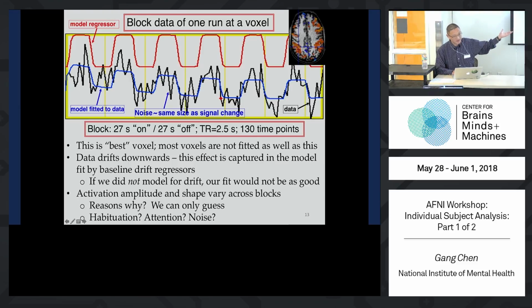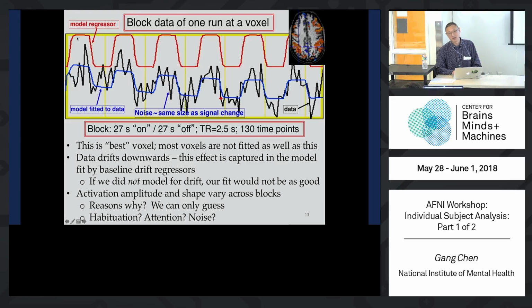This is a block design, which is a little bit better than event-related design, but still it's difficult to see the pattern. Also, you notice that there's some drift, right? Not just the regular block design pattern. There is also a downward drift. That's the part we also need to take care of. So in this case, it's 20 seconds on, 20 seconds off.